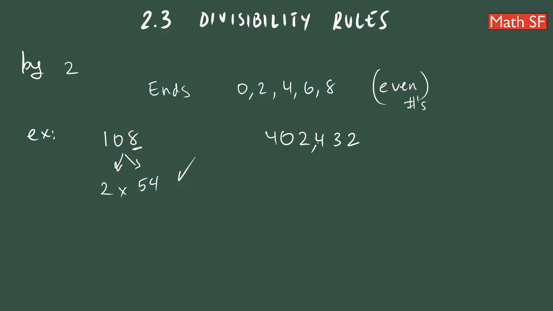This huge number, 402,432, is this divisible by 2? Yes, the last digit ends in 2, therefore it is divisible by 2. Now, another example. Let's see. Is this number divisible by 2? The last digit is 3, therefore it's not divisible by 2. Another example. 200. Is this number divisible by 2? The last digit ends in 0, so therefore it is divisible by 2.